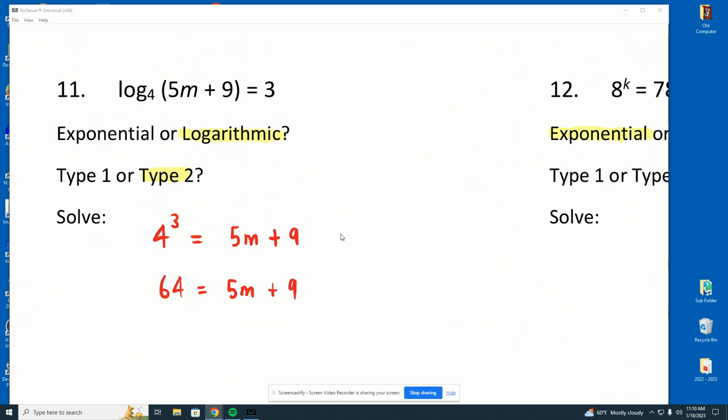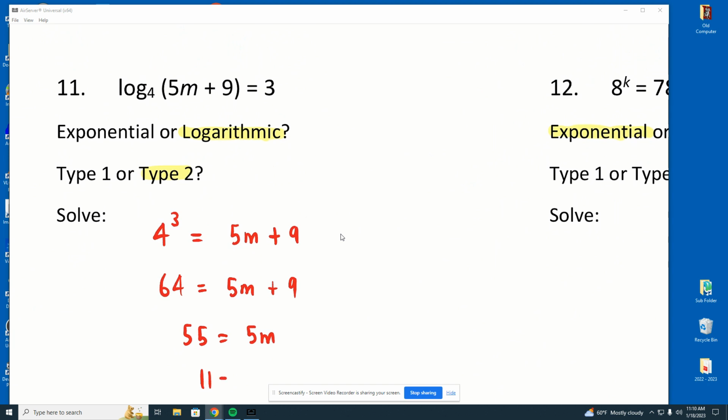So 4 cubed equals 64. I'm going to subtract 9. That's 55 equals 5m. I'm going to divide by 5. So m equals 11.